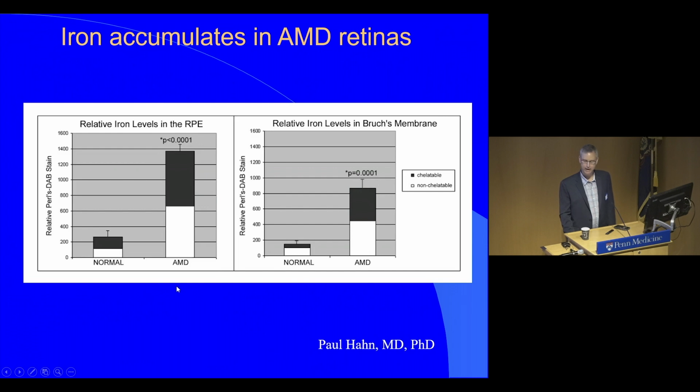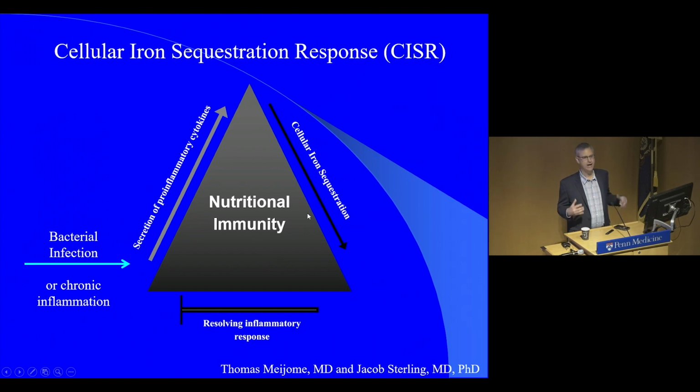When he quantified the levels of iron in the RPE in 10 postmortem eyes compared to normals, he found that the levels were higher based on the Perls stain in the AMD RPE compared to the normals, and higher in Bruch's membrane in the AMD compared to the normals. Now, how does that iron get there?